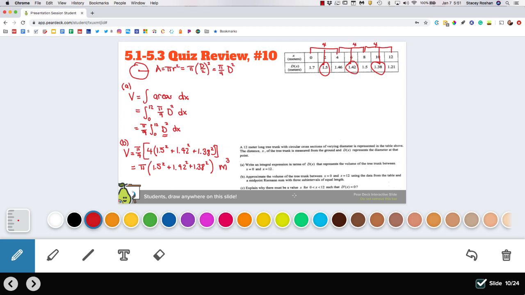And then explain why there must be a value x between 0 and 12 such that D prime equals 0. All right, hopefully you see this as the Mean Value Theorem, that the slope has to be equal to the derivative somewhere. And since this is a real life example, this tree trunk, it's going to be continuous and differentiable, right? You can't just jump data somewhere. Mean Value Theorem, remember, you want to think to yourself that the slope equals the derivative somewhere. So, is that true? Let's look at our data.